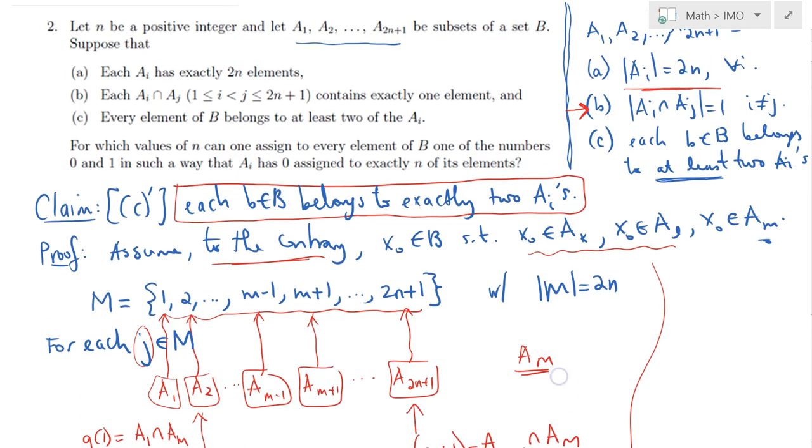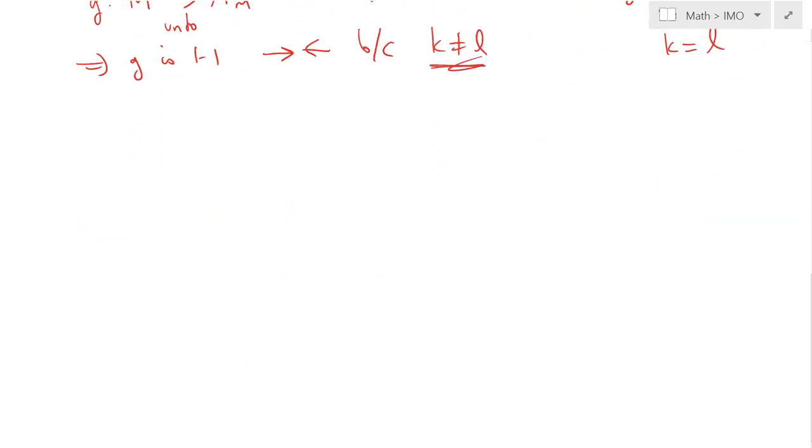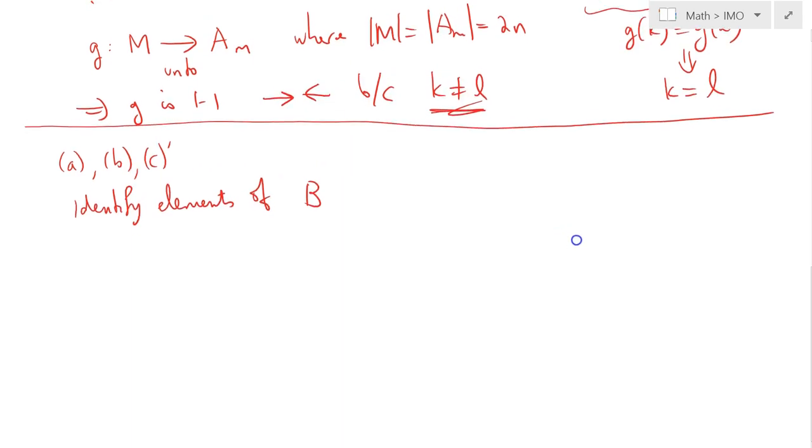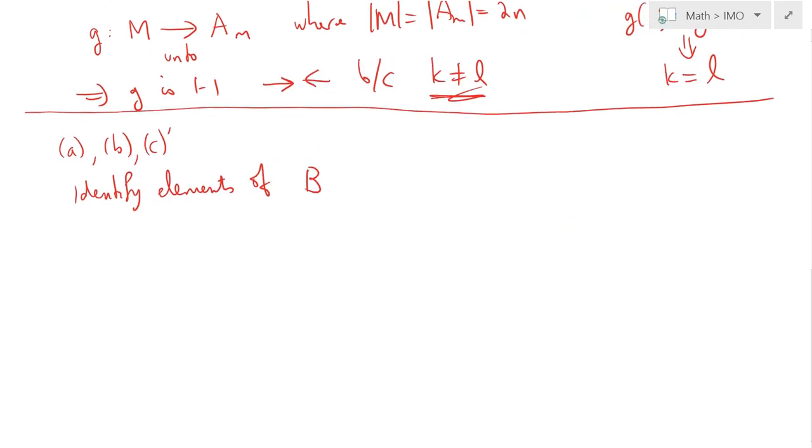So therefore from here on we will assume conditions A, B, and C prime hold, right? So let's write them down. A, B, and C prime are the new conditions that basically hold. Now at that occasion we can identify each of the elements of B, because each element of B now can be associated with an unordered pair.